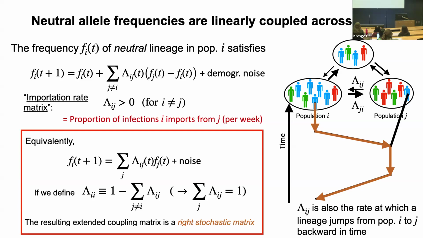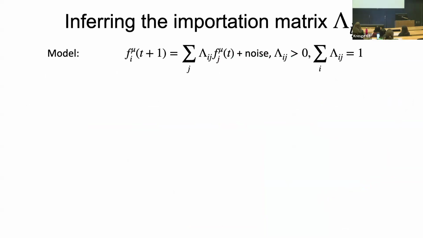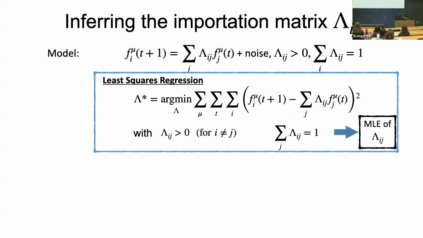Okay, and then the question is how do we use this framework to infer this matrix? Well, the simplest way would be to just do linear regression. So you just compare the predicted or expected frequency in the next generation with the actual observed one, and you try to minimize the error over all possible variants. Now, this index mu is really just a variant index. And that gives you one answer for this matrix. However, that ignores the fact that there is this observational noise.